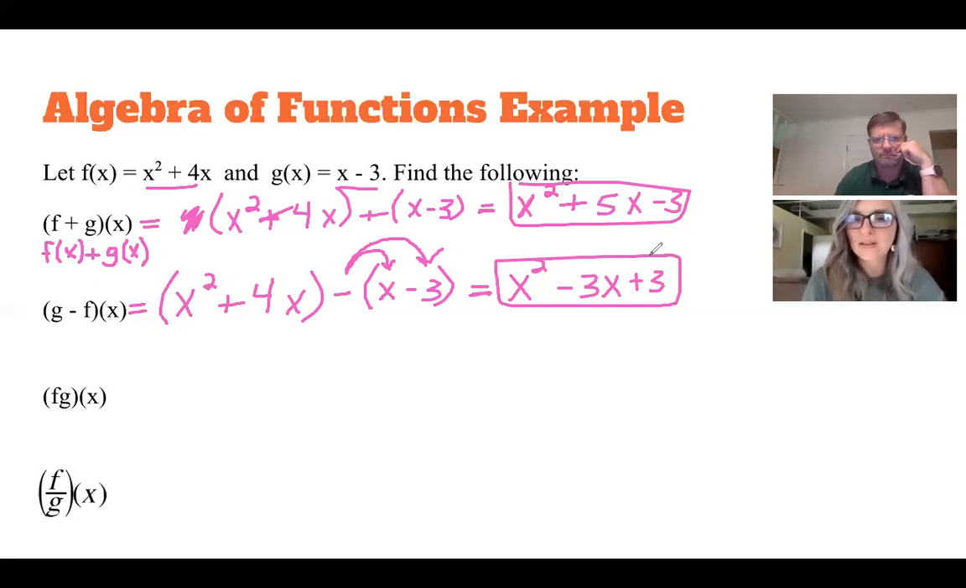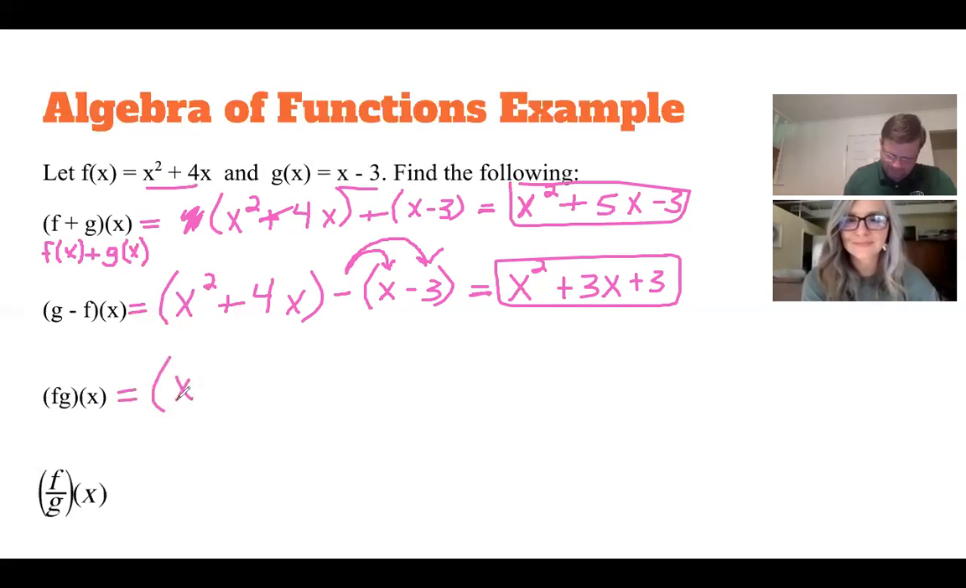So x squared didn't have anybody to play with. Positive 4x minus x became positive 3x. I'll just fix that for you. And then minus a -3 becomes +3. I didn't mess up. You just wanted me to finish it. That's right. I wasn't done.